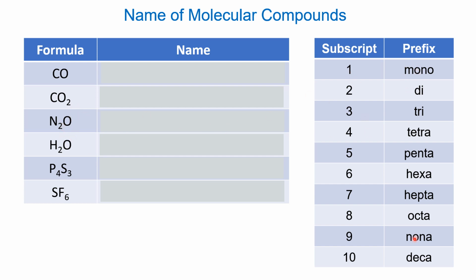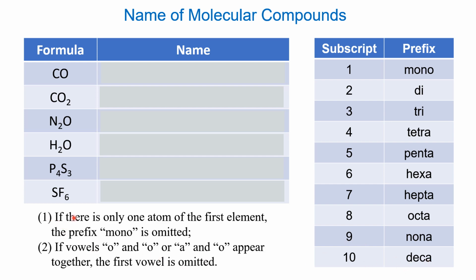So this is the prefix. Okay, so mono for 1, di for 2, tri for 3, tetra for 4, penta for 5, hexa for 6, hepta for 7, octa for 8, nona for 9, and deca for 10. Another rule is if there's only one atom of the first element, you do not say mono. Second, if 2 vowels like O and O or A and O appear together, the first vowel will be omitted. Now look at the example.